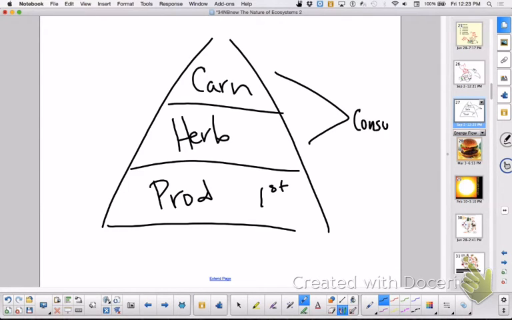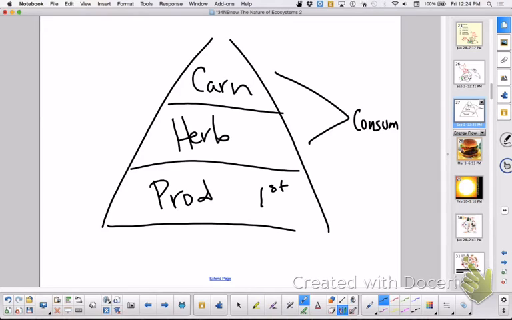Consumers. Good. Who's missing? Why is this a bad model to use? What's missing? Decomposers. Why is this a good model to use? There's fewer herbivores than producers, right? Generally speaking. There are fewer carnivores than there are herbivores, yes? But why is this a bad model in that way? It didn't show the 10%.